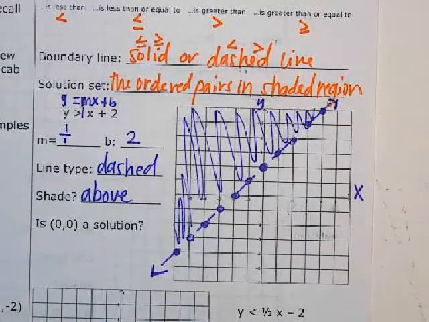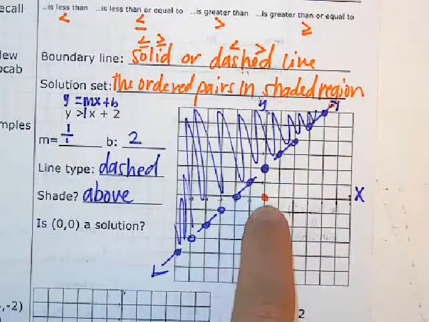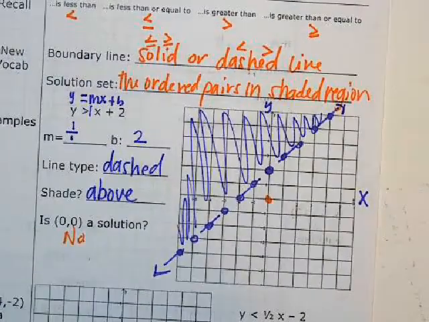If I plot 0, 0 right here in the middle, is this a solution? No. Is it in the shaded region? No. So no, it is not a solution. It's not in the shaded region.